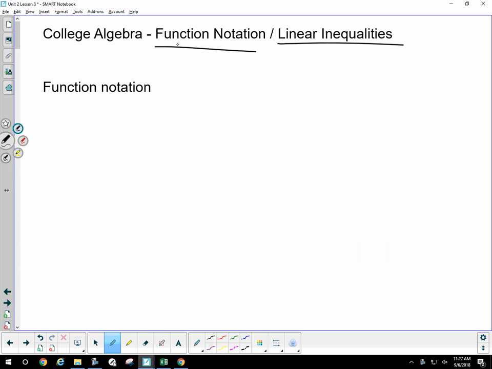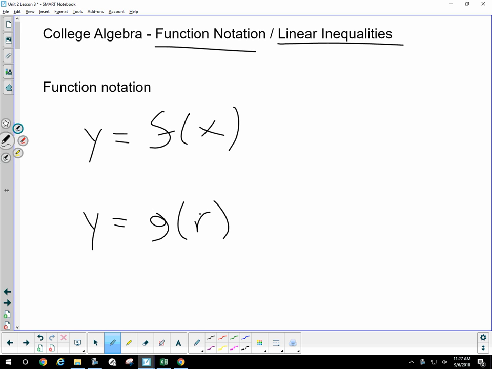Okay, so two things we'll talk about today: function notation and linear inequalities. Just so that we're comfortable with function notation, function notation is when we replace y with something else. We'll call it a function of some variable. Usually we use f of x, but it can be anything. We could have y being g of r, so we'll use r's in our equation. In this situation here, we'll use x's. Typically, though, it is f of x.